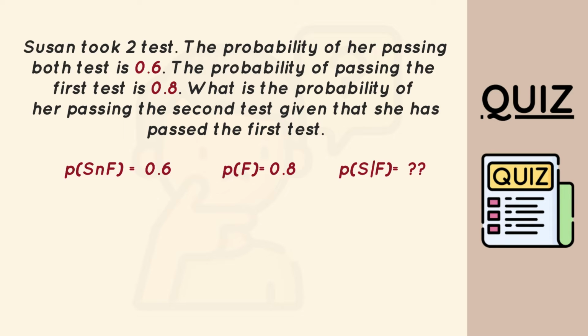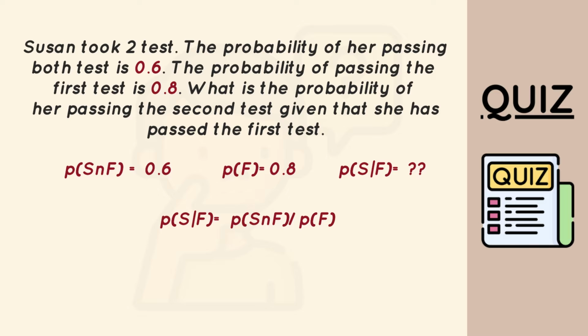If you can recall from our previous video, we said that P(A | B) is equal to P(A ∩ B) divided by P(B). So in this case of ours, P(S | F) is going to be equal to P(S ∩ F) divided by P(F). So P(S ∩ F) according to our question is equal to 0.6 and P(F) is equal to 0.8.